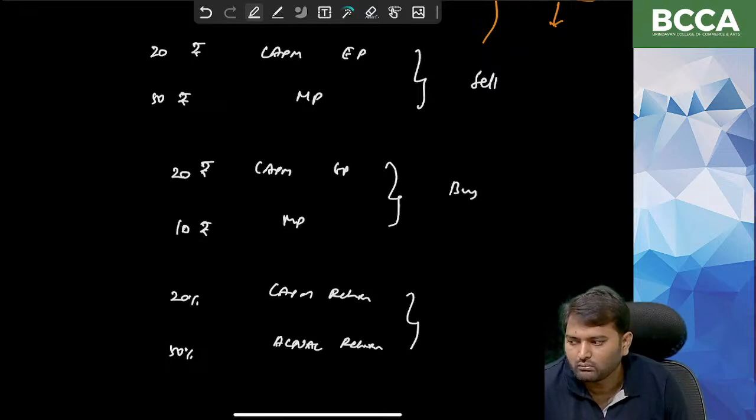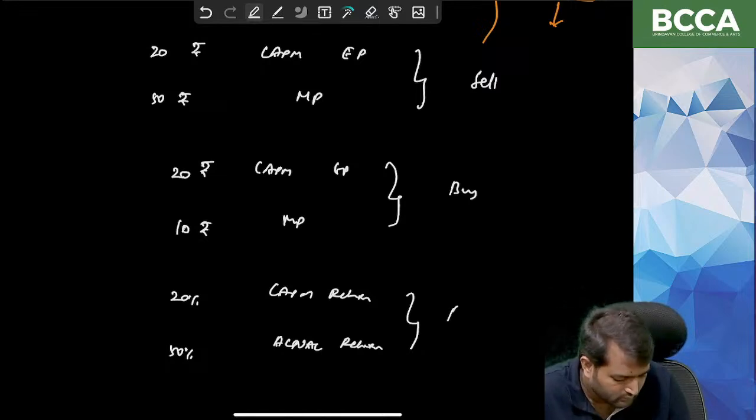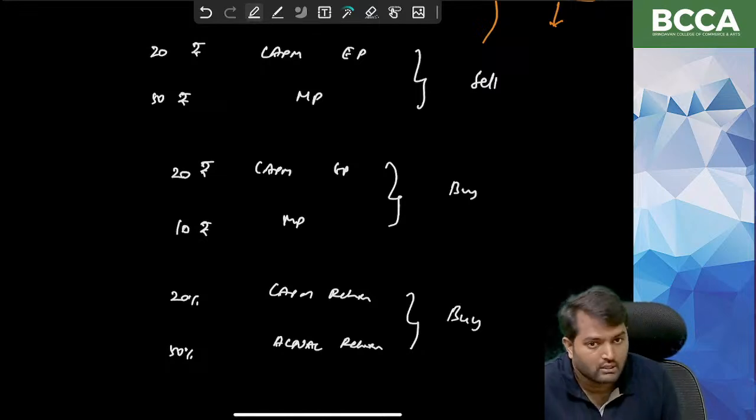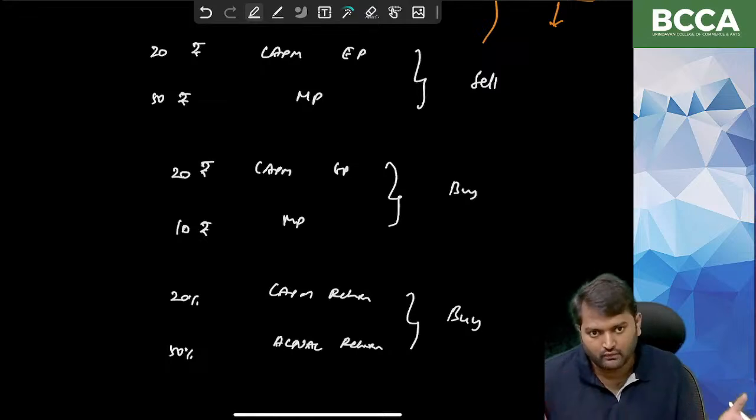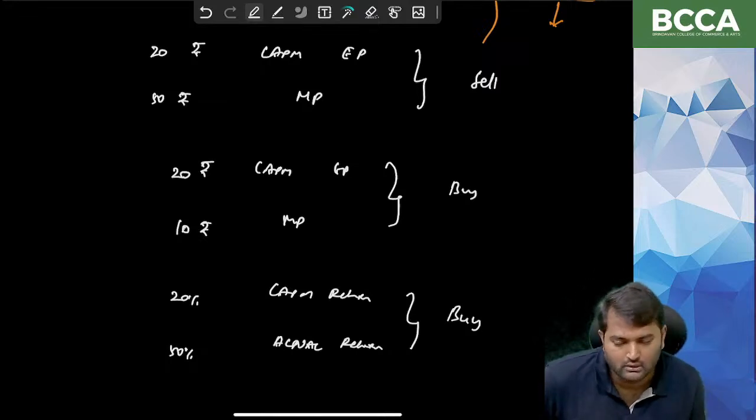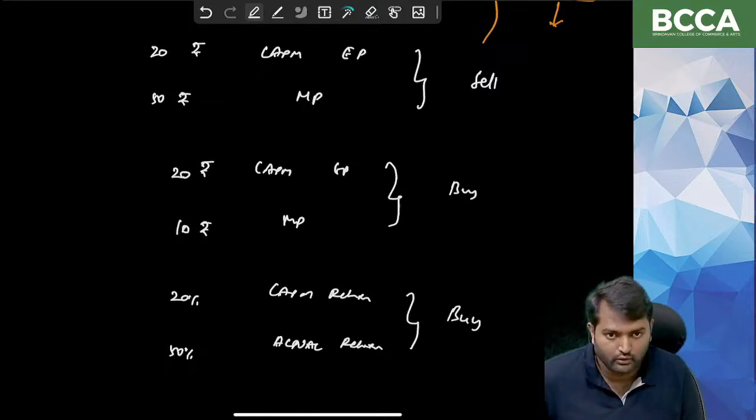So, what is your required rate of return? 20%. But whereas the security is giving 50%. What are you going to do? You will buy it. Jensen's alpha is positive. Actual return 50 minus CAPM return 20. Jensen's alpha positive 30%. You are going to buy it.